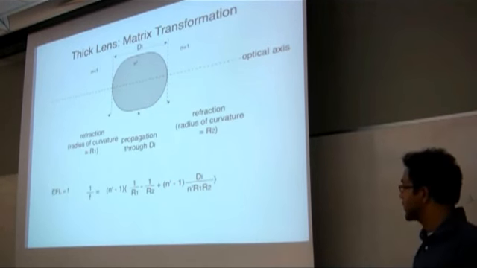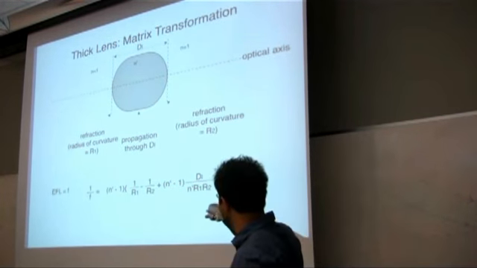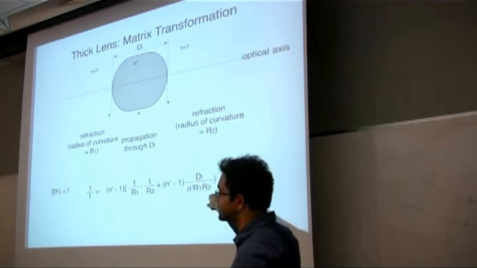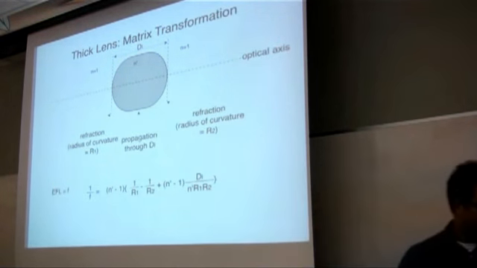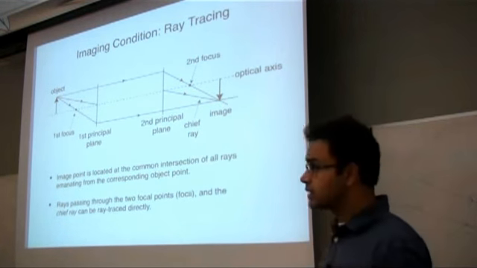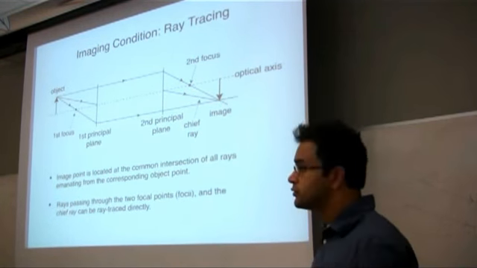Okay, so again, if you put DL equals 0 here, you will get the same thing as the thin lens, which is just that. So you just have an extra term. Okay, pretty straightforward. Now, we can do the same imaging condition that we applied for the thin lens.